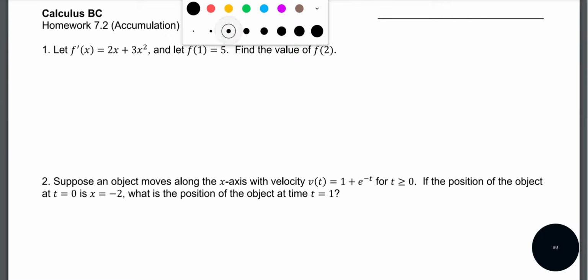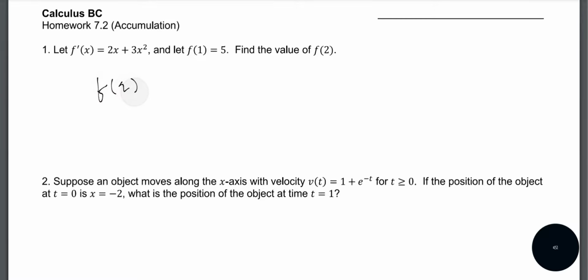Alright, I'm going to start over here. Let f prime be this, let f of 1 equal 5, find the value of f of 2. So f of 2 equals f of 1 plus the integral from 1 to 2 of f prime of x dx. So 2x plus 3x squared dx.